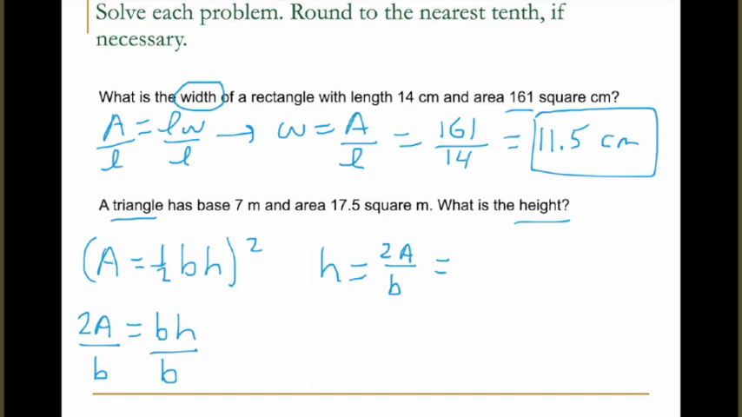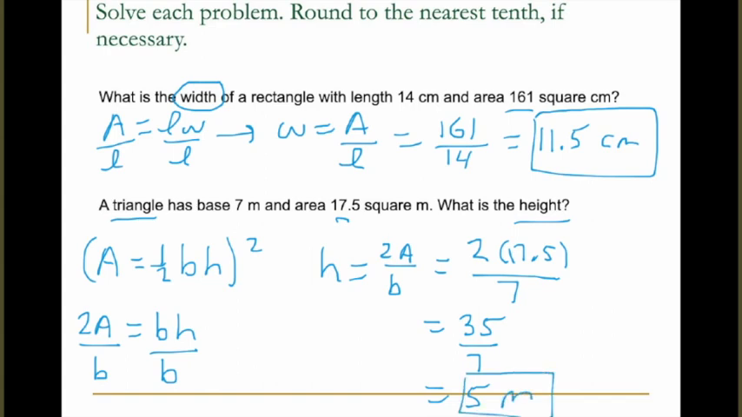We can plug in our knowns. We have 2 times our area, which is 17.5, over a known base of 7. When we multiply this out, 2 times 17.5 is 35 over 7, which is 5, and it's 5 meters. So our height is 5 meters.